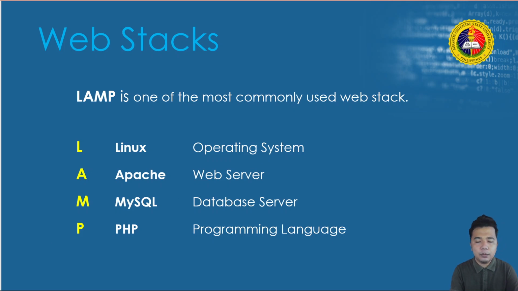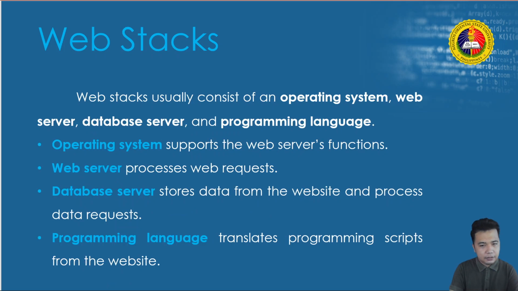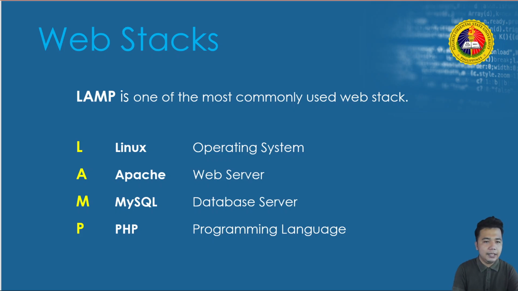Now, an example of a web stack, and perhaps the most commonly used web stack online, is LAMP. LAMP stands for Linux, Apache, MySQL, and PHP. Linux, of course, is the operating system. Apache is the web server. MySQL is the database server. And PHP is the programming language. Again, a web stack must always consist of an operating system, web server, database server, and programming language. This is what we have for LAMP, one of the most commonly used web stacks online.